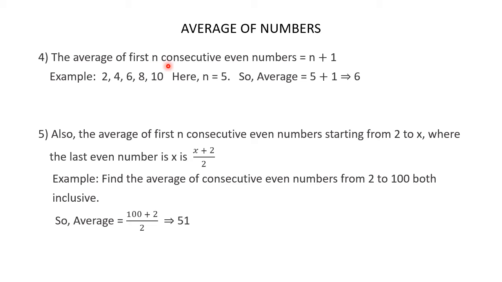The average of first n consecutive even numbers is n plus 1. Consider these numbers 2, 4, 6, 8 and 10. These are the first 5 consecutive even numbers. Here n is 5 because there are 5 numbers here. So substitute the value of n in this formula. So the average of these 5 numbers is 5 plus 1, which is 6.